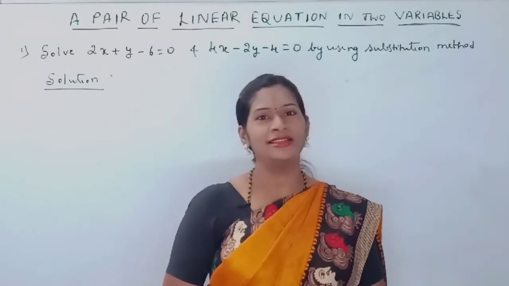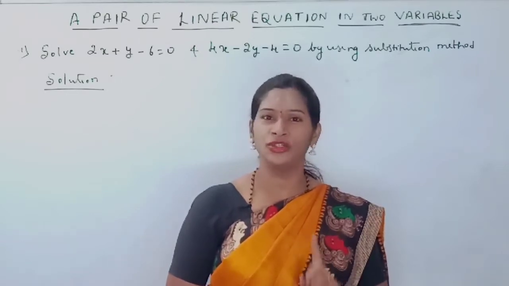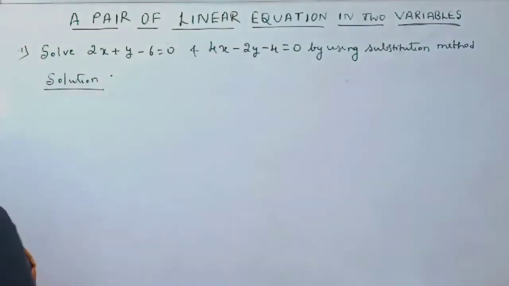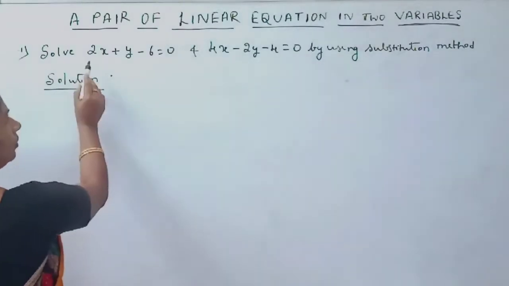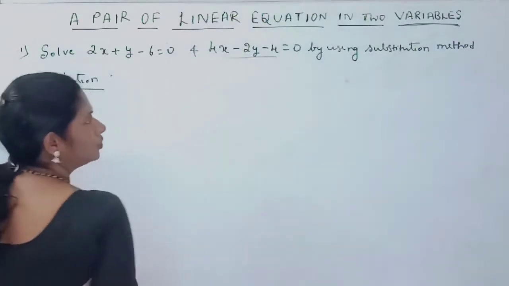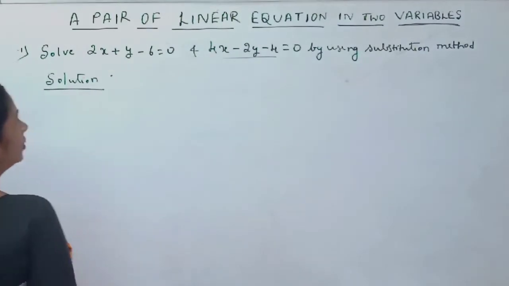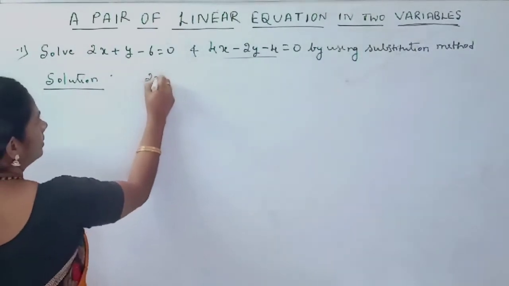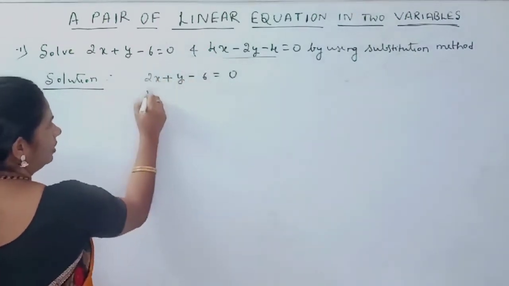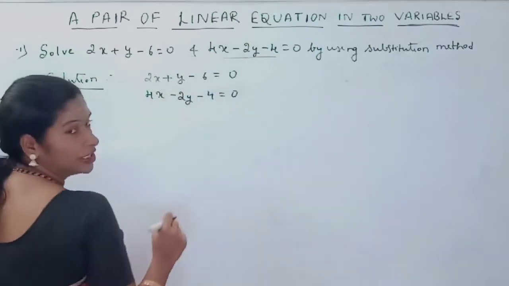In today's session, let us discuss how to find the solution for a pair of linear equations in two variables using the substitution method. I have taken one example. Solve 2x + y - 6 = 0 and 4x - 2y - 4 = 0 by using the substitution method. So what are the two equations, children? 2x + y - 6 = 0 and one more equation, 4x - 2y - 4 = 0.